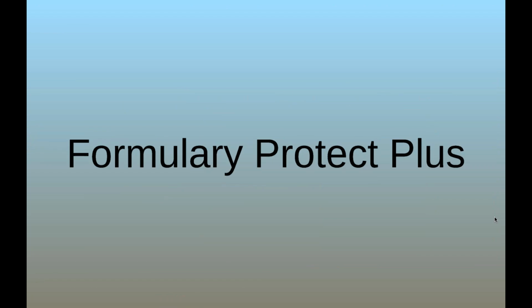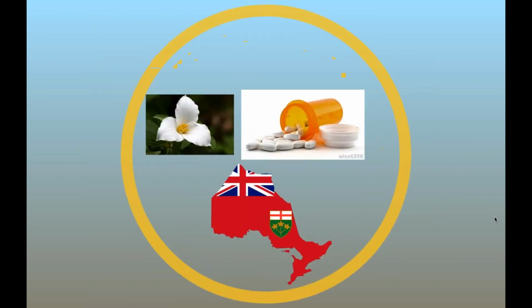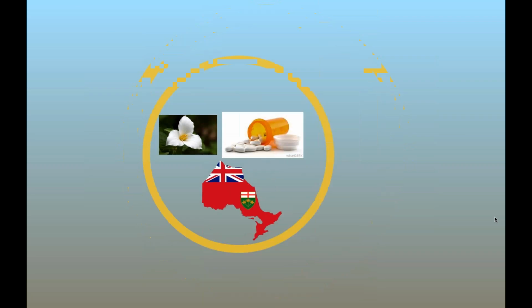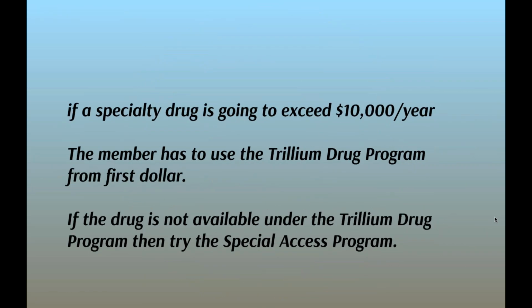The second restricted formulary we have is sort of a step in between. It's called the Formulary Protect Plus program. The Formulary Protect Plus program works in a very similar way. We want to take advantage of the drug programs that are available through the province of Ontario. We all pay taxes in the province of Ontario. Some of us pay certainly more than others, but we all pay taxes. We want to take advantage of the programs that are available, just like in the Formulary Protect program. If a specialty drug is going to exceed $10,000 a year, the member has to use the Trillium drug program first.